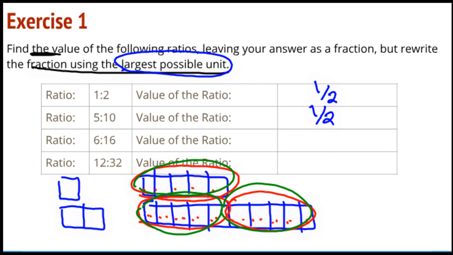I'm unitizing. I'm taking these little units and I'm saying, can I put them together in blocks or groups to make larger units? Largest possible unit.